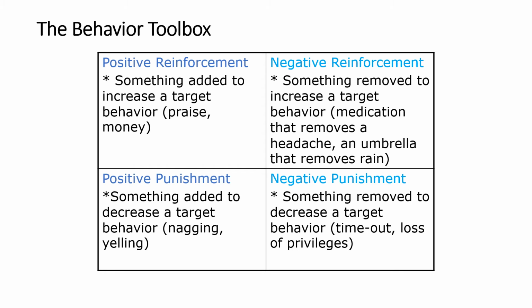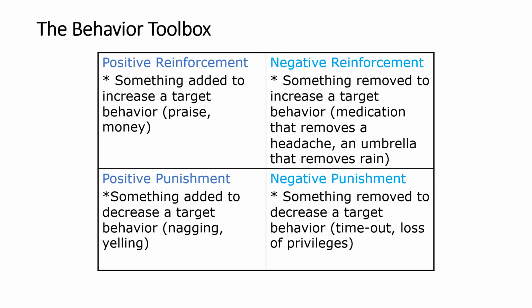Let's look at punishment. So just like reinforcement, punishment can be negative, and it can be positive. So positive means that we're adding something, just like with reinforcement. Negative means we're taking something away. So positive punishment means we're adding something and the intent or the outcome is that we have decreased behavior. So something is added and it decreases behavior. This adding could be something like nagging or it could be something like yelling.